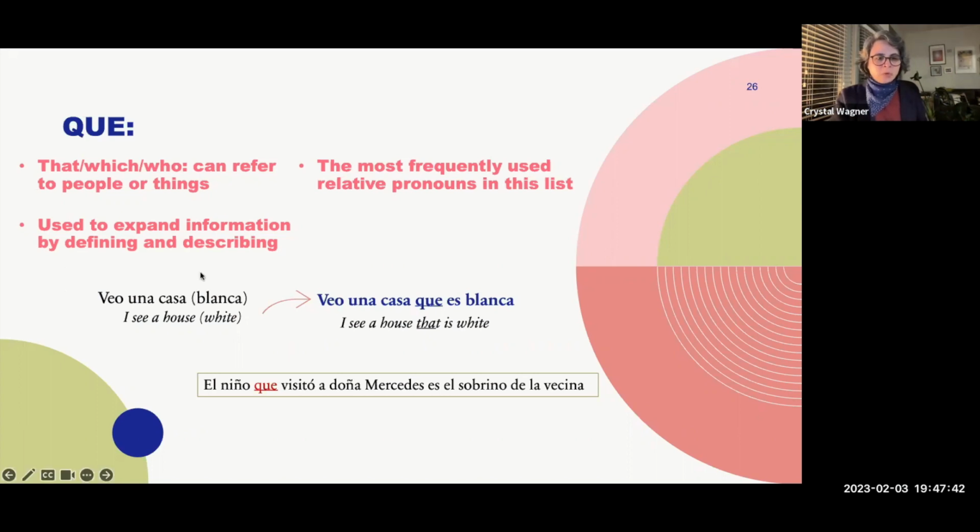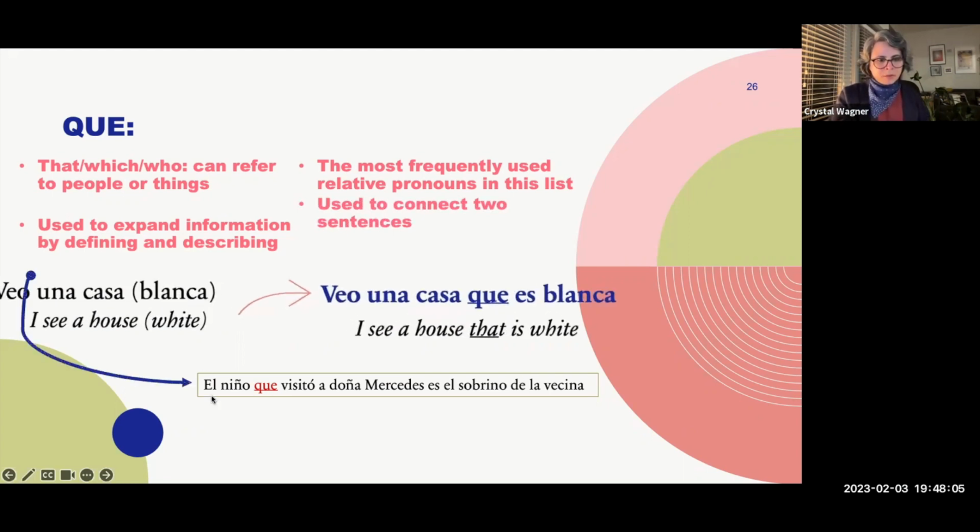Aquí hay un ejemplo. Veo una casa blanca, parentheses, just giving you that information. It is a White House. En una oración, putting it all together with que, I would just add that in there. Veo una casa que es blanca. So in this case, this second example right here, el niño que visitó a doña Mercedes es el sobrino de la vecina, right?